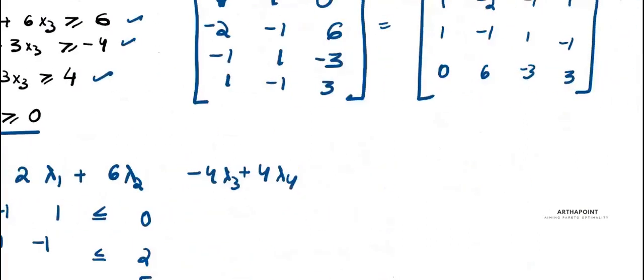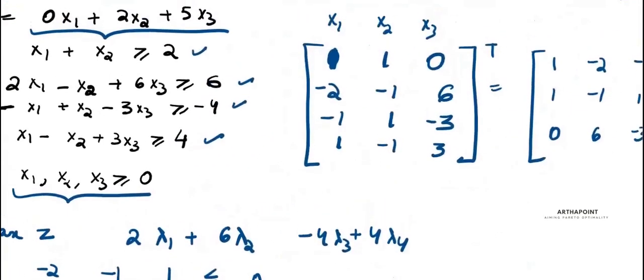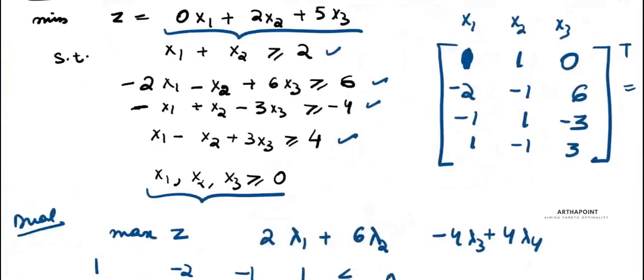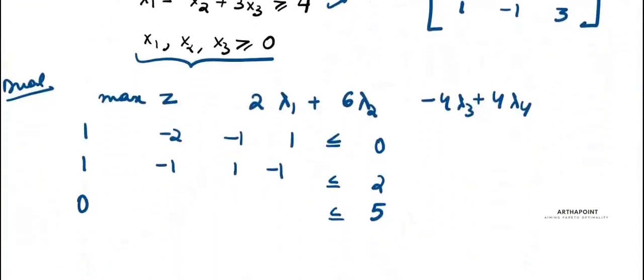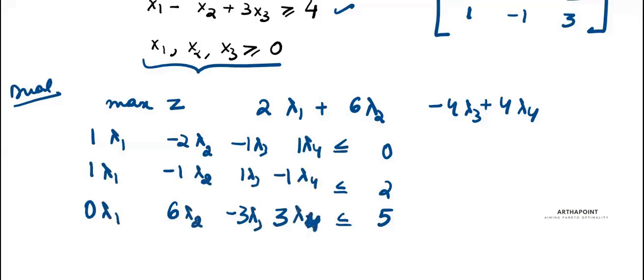And then you will get 0, 6, minus 3, 3. So 0, 6, minus 3, 3. This is what you will go ahead and get. Lambda 1, lambda 2, lambda 3, lambda 4, lambda 1, lambda 2, lambda 3, lambda 4, lambda 1, lambda 2, lambda 3, lambda 4.